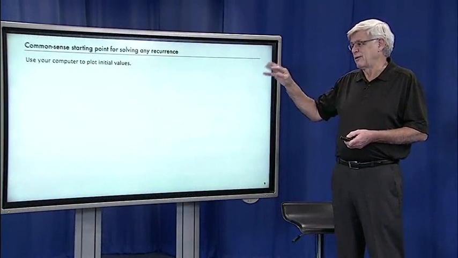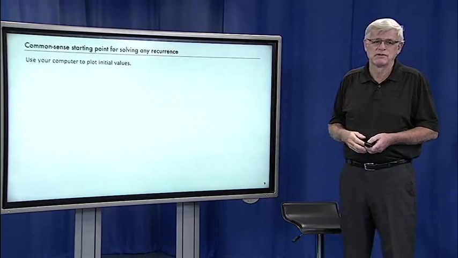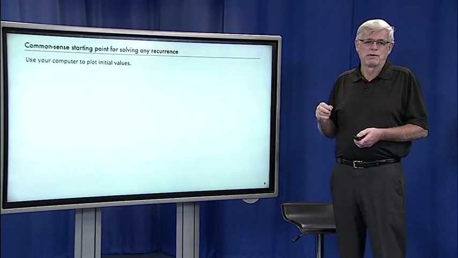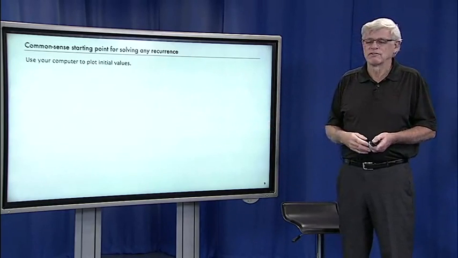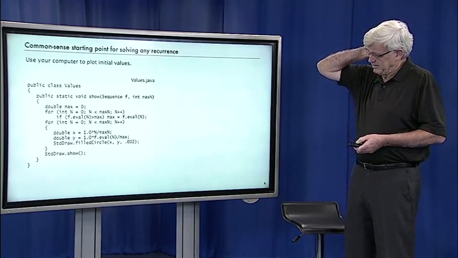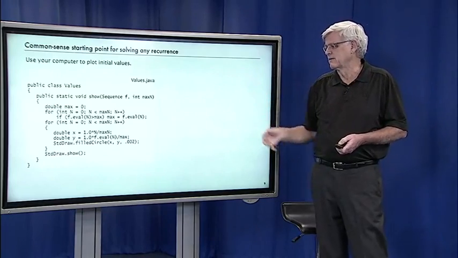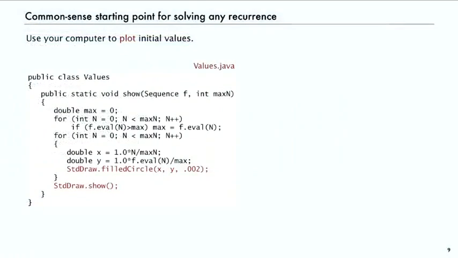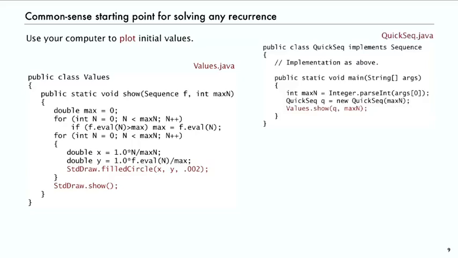But actually, often what we want to do, and I'll have some examples in this lecture, is just plot the initial values. We want to draw the curve to get some idea. So this code here uses our standard library for drawing things within a window on your computer to do the plot. I'll have some examples later on that use this kind of code to draw the value of each recurrence for n on the x-axis and the value of the recurrence on the y-axis, scaled to the largest value. That's what this code does.